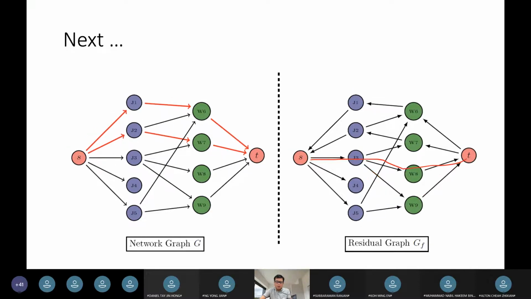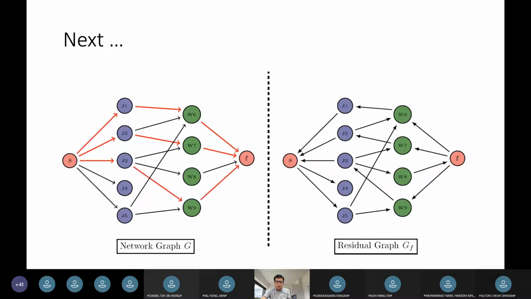Then we update it into the original graph. That's the original one. We update it. Then we update the residual graph. We reverse this. You can see we reverse it.